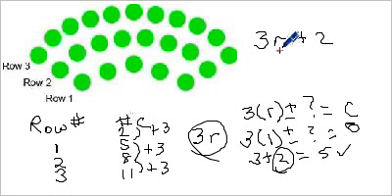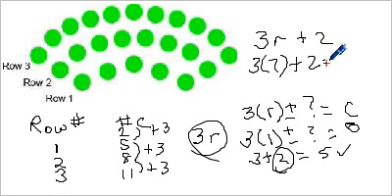So how many chairs are there in row 7? We just need to plug that value into our variable. 3 times 7 plus 2 would be 21 plus 2, which is 23 chairs in row 7.